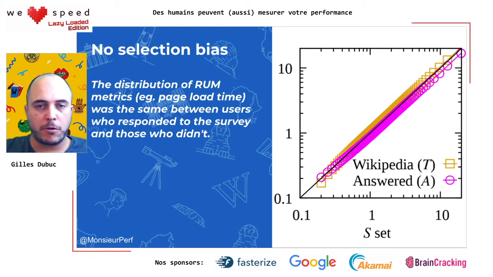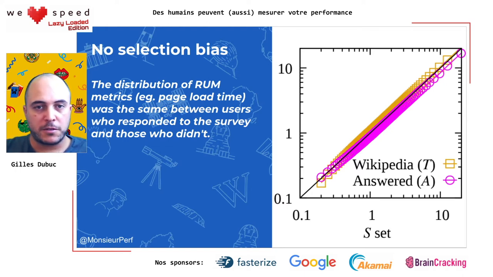And so we compared the corpus of RUM metrics. We collected actually dozens of them. And in this case, this is page load time being shown in this particular graph. And we looked at the distribution of page load time between visitors who saw the survey and decided to answer it, who self-selected to answer the survey, and those who decided to ignore it and just continue with their browsing without answering the survey at all.